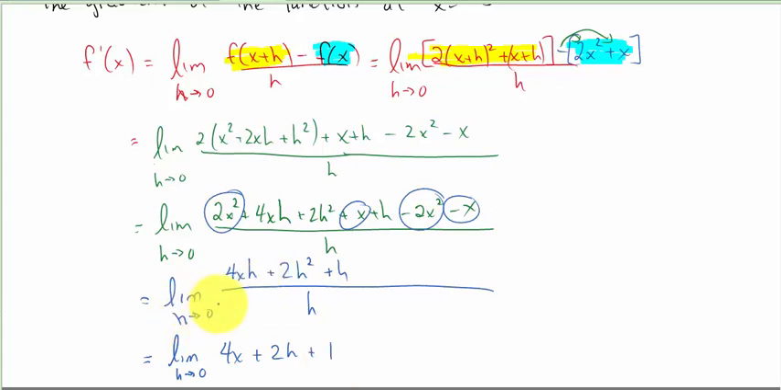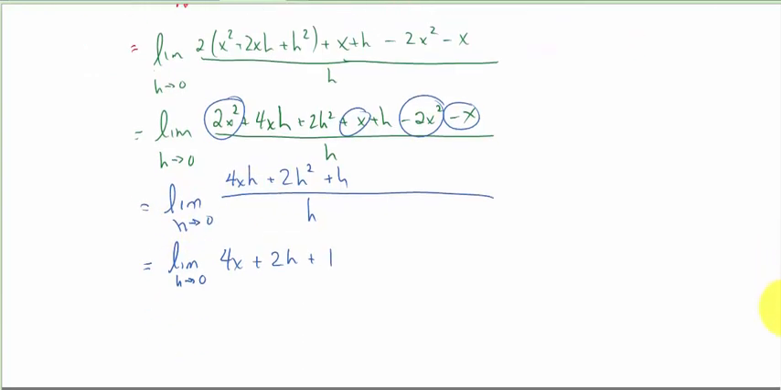Okay, now let's do our direct substitution. This is equal to, if I plug h equals 0 in, I'm left with 4x plus 1. This is our derivative, ladies and gentlemen. When you are done taking the derivative, there should be no more h's in here. It should just be a new function of x.